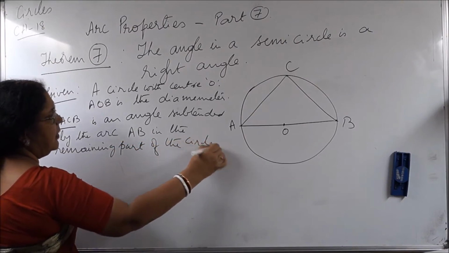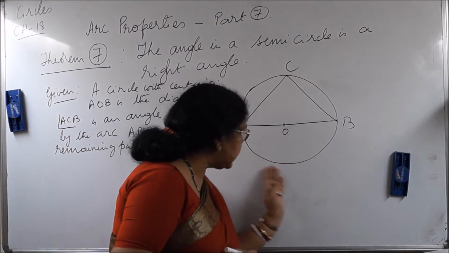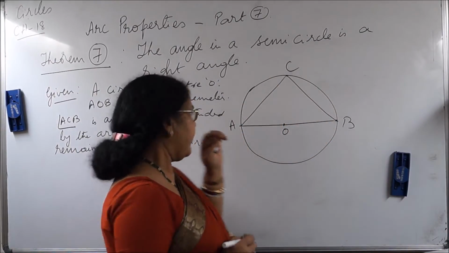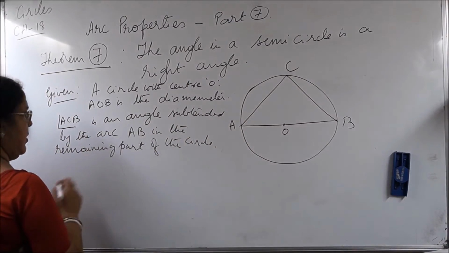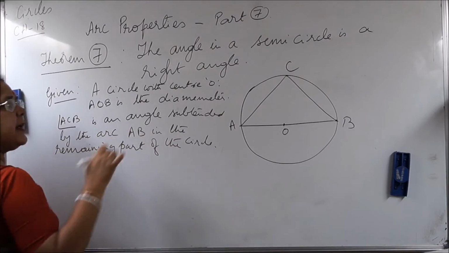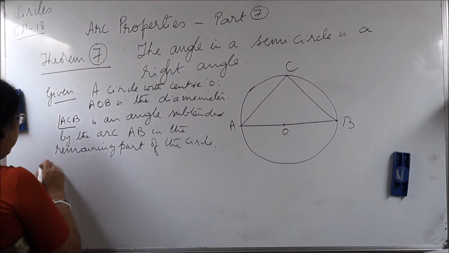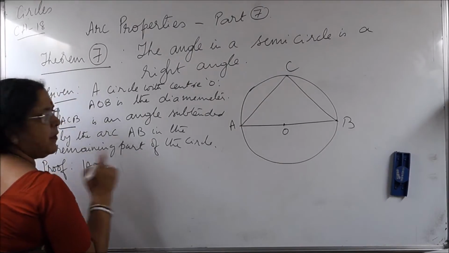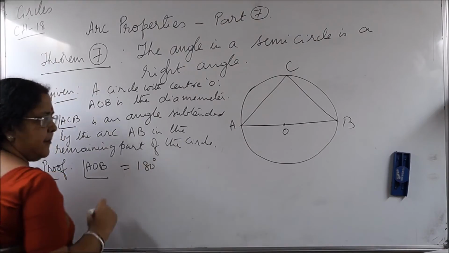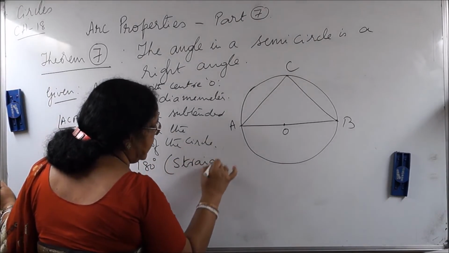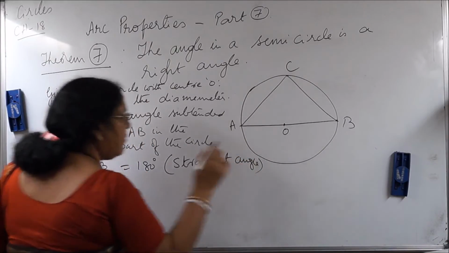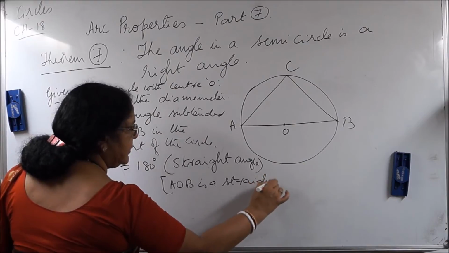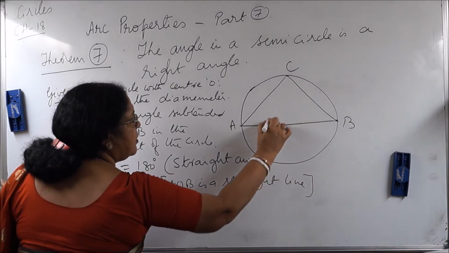Do you agree? If AB is this arc, then this arc AB is subtending an angle at point C in the remaining part of the circle. This is the remaining part of the circle. And angle AOB, that we are considering, we only know AOB is the diameter. Now in the proof, there is no need of any construction in this. Angle AOB is equal to 180 degrees, which is a straight angle. What is the reason? Because AOB is a straight line. Since AOB is a straight line, angle AOB is 180 degrees.